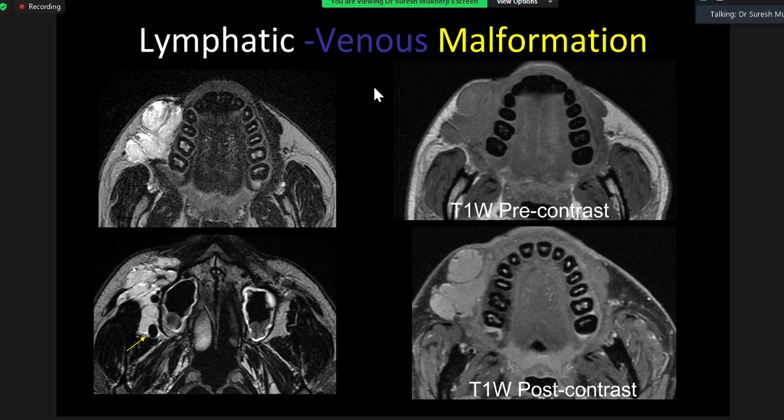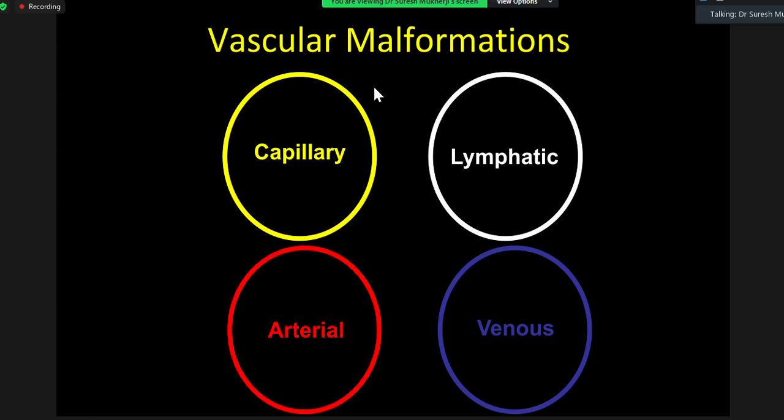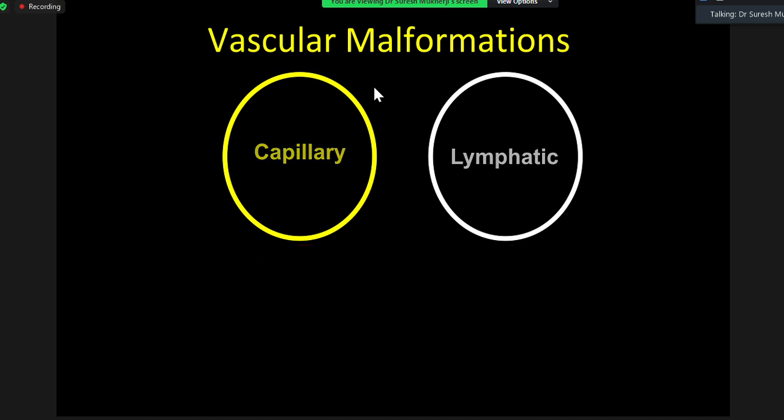Another example here of a huge veno-lymphatic malformation involving the chin of a child. And again, this was treated with sclerotherapy. So if we continue our Olympic rings approach to this, we can now look at another complex vascular malformation that we can make the diagnosis of.